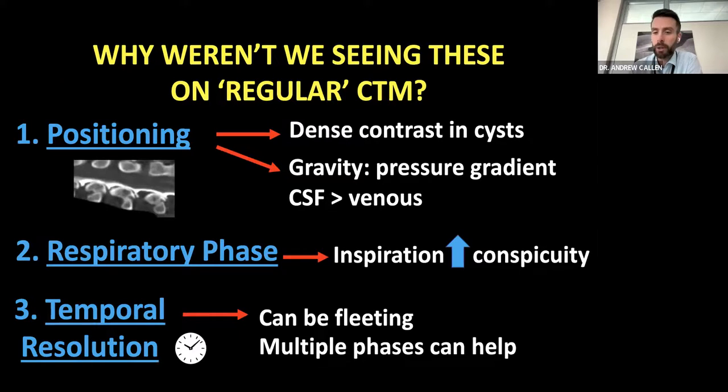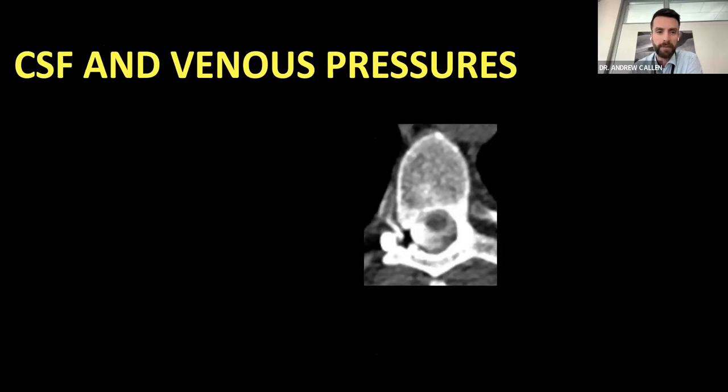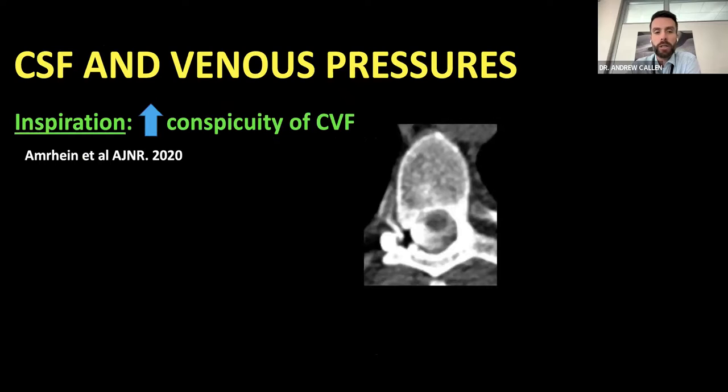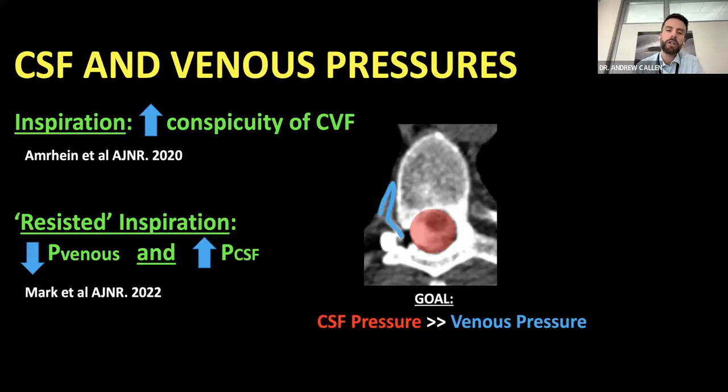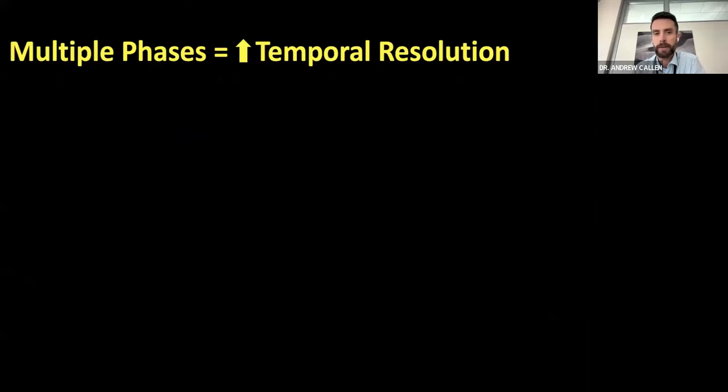These fistulas can be fleeting, and multiple phases can help. I'll show some examples of that. A paper out of Duke in 2020 showed us that inspiration increases conspicuity of CSF venous fistulas, and resisted inspiration was demonstrated in this paper out of UCSF to both decrease venous pressure and increase CSF pressure. And this is our goal, to facilitate the gradient between the subarachnoid compartment and the surrounding venous pressures.